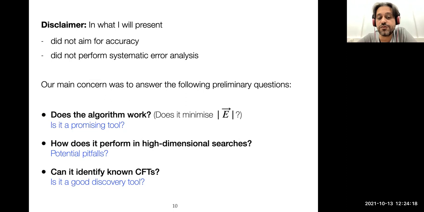And also very important for us, can it identify known CFTs? So for example, if I give you the spin partition of a particular theory, just by knowing the spin partition, the rough structure of the spectrum, will the algorithm be able to identify the CFT of interest? Is it a good discovery tool?